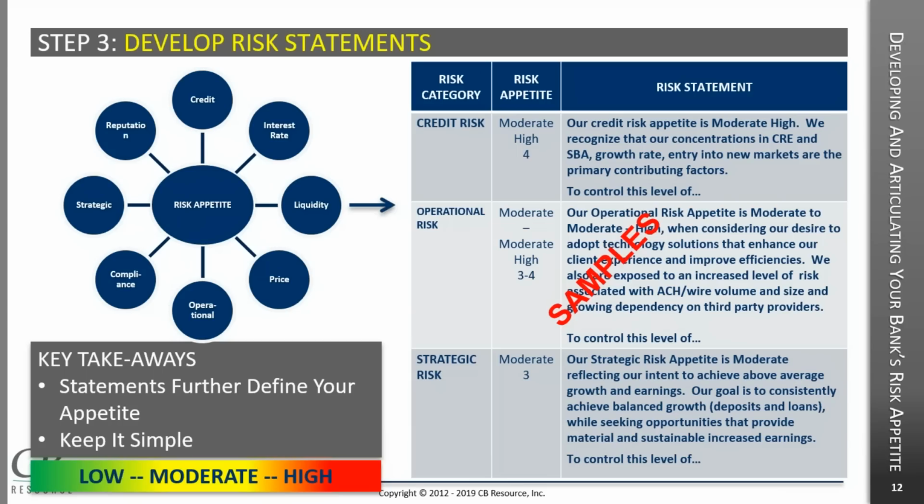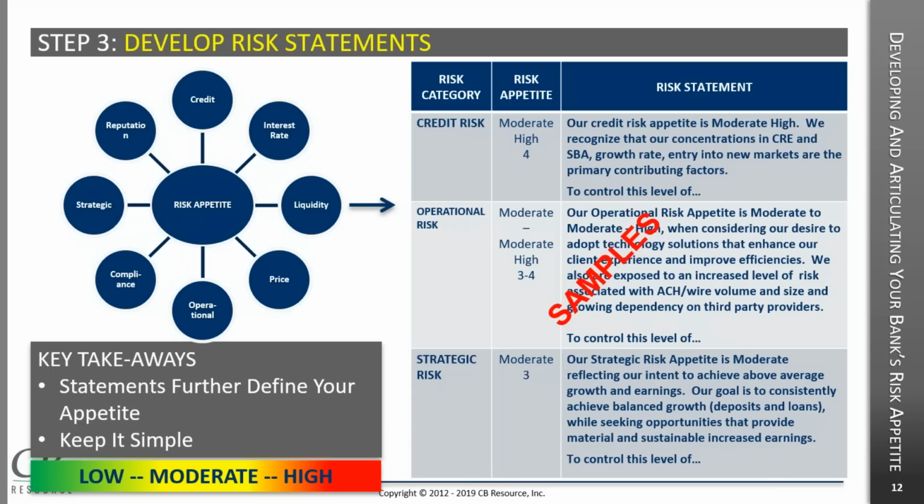Looking at operational risk, this is an example of saying, hey, moderate, high. Our operational risk appetite is moderate to moderate high. When considering our desire to adopt technology solutions that enhance our client experience and improve efficiencies, we also are exposed to an increased level of risk associated with ACH and wire volume and size, and the growing dependency on third-party providers. So those aggregate items led to this bank determining it's right in between moderate, high. Now, if all of a sudden you've got a fintech partner and you're going great guns into a national platform, you might be high. If you're into mergers and acquisitions and you have to integrate people and products and systems, operational risk, that could be high. Okay, just keep that in mind.